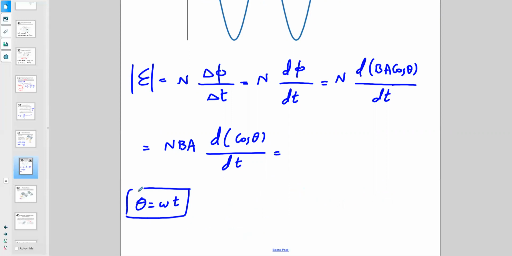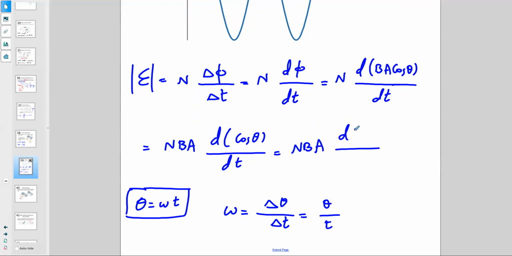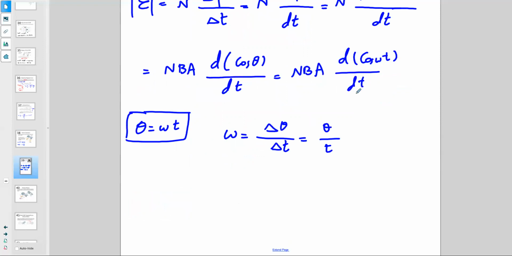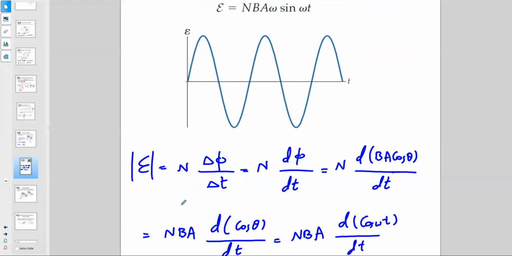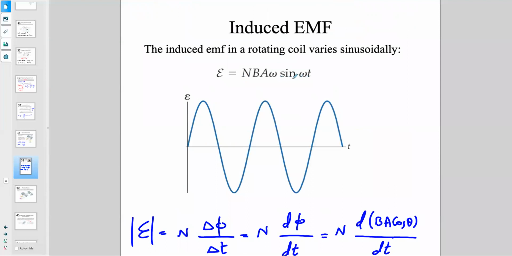This is what we learned in physics 1, because omega, the angular velocity, was delta theta over delta t, or theta over t. So I can just replace that with this, N B A d of the cosine of omega t over dt. This means that I have to take a derivative with respect to t of cosine omega t, okay? And this is what we have right here.